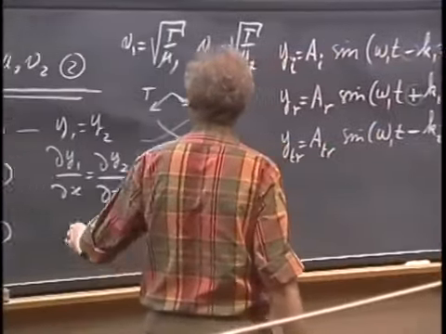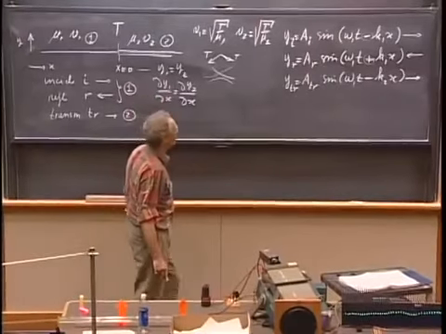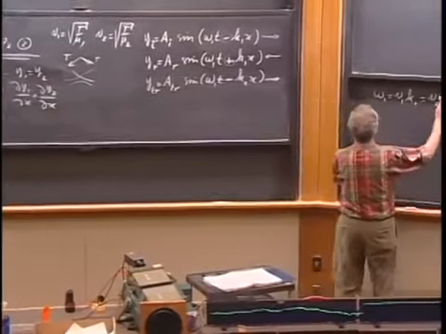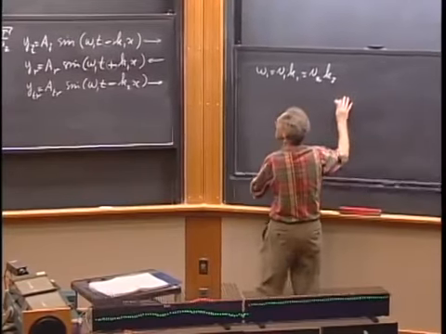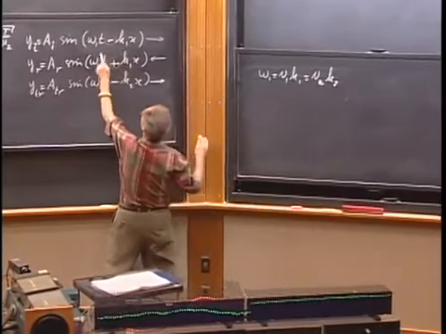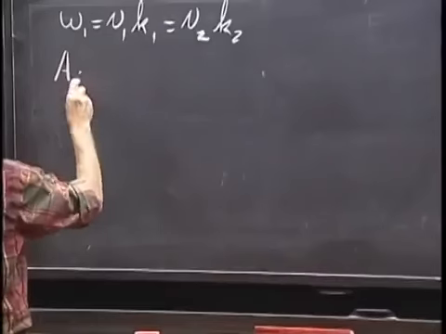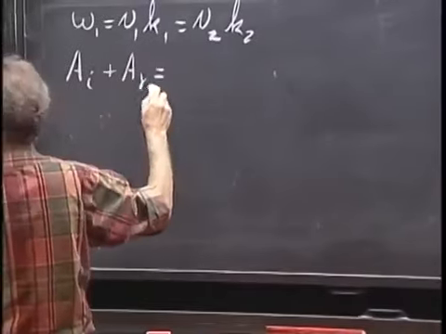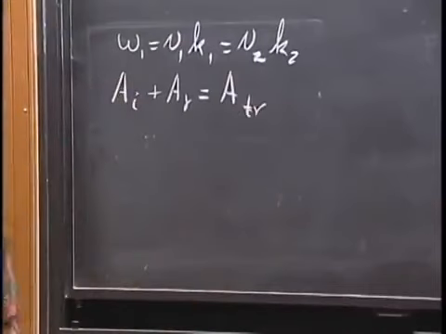So if now I go to my boundary conditions, y1 equals y2, at x equals 0, at any moment in time, I must meet that condition. So A_I plus A_r must equal A_t. If not, then the string would break.